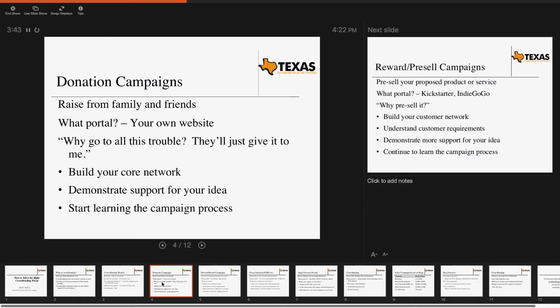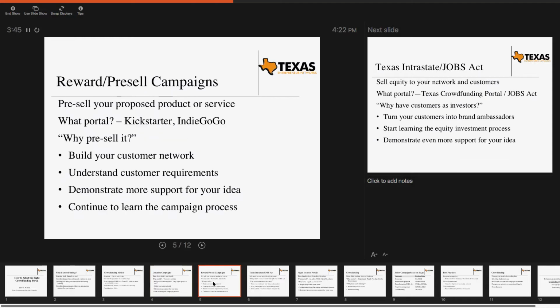The next kind of campaign is the reward pre-sale campaign. And here we're actually going to pre-sell our product or service to potential customers. And key portals to use there are Kickstarter or Indiegogo. And so the question is, well, why do I need to pre-sell it? Well, the answer is it helps you build your customer network.